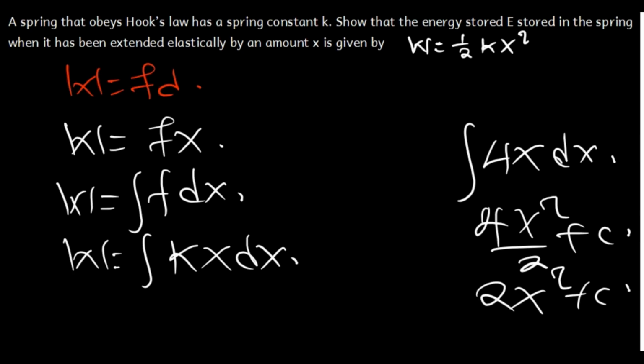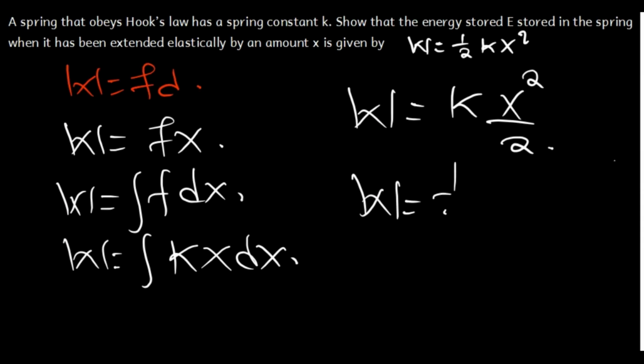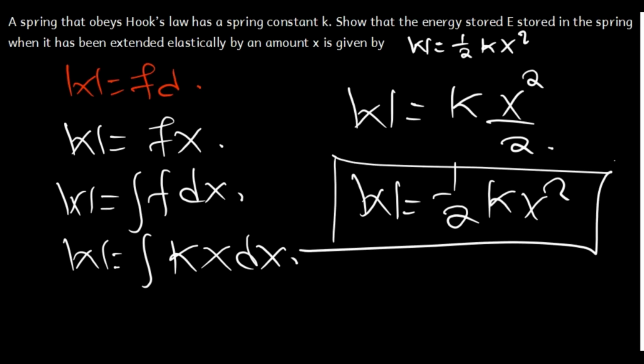So now I'm integrating this in terms of x. Work will be equal to, if I integrate this one, k is constant, so x is going to be to the power 2 divided by 2. So this is the same as work is equal to 1 over 2 kx squared. So this is how you can show that the work done, or the energy stored in a spring, is given by this formula. Okay, that is it for this question.